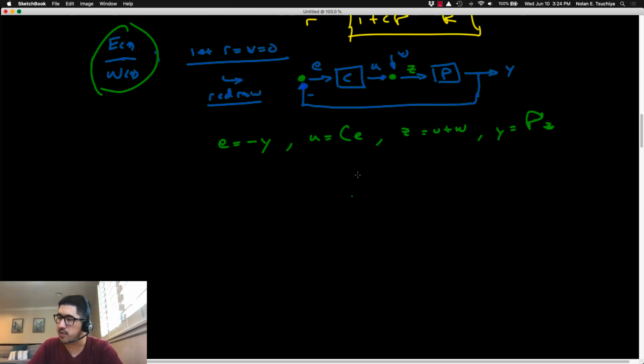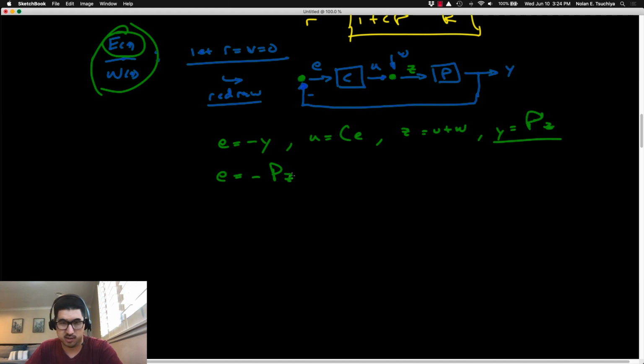If you're ever curious as to which one you should start with, generally what I do is I identify the output that I'm interested in, and I start with an equation that contains that output by itself. You don't have to do it that way, but it seems to work out that way. Okay, so starting here, E equals minus Y, but I don't want Y in my equation. But I have an expression for Y. It's P times Z if I use this equation over here.